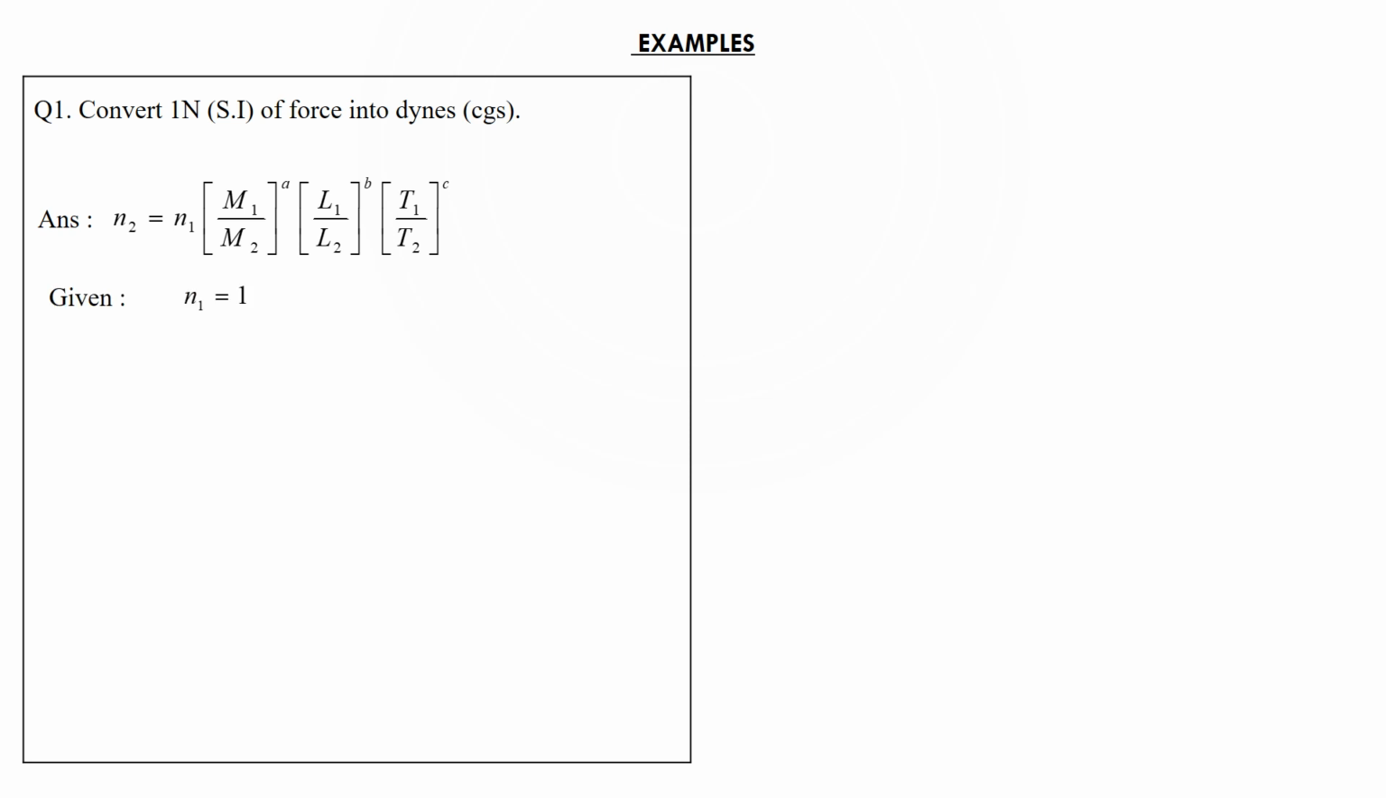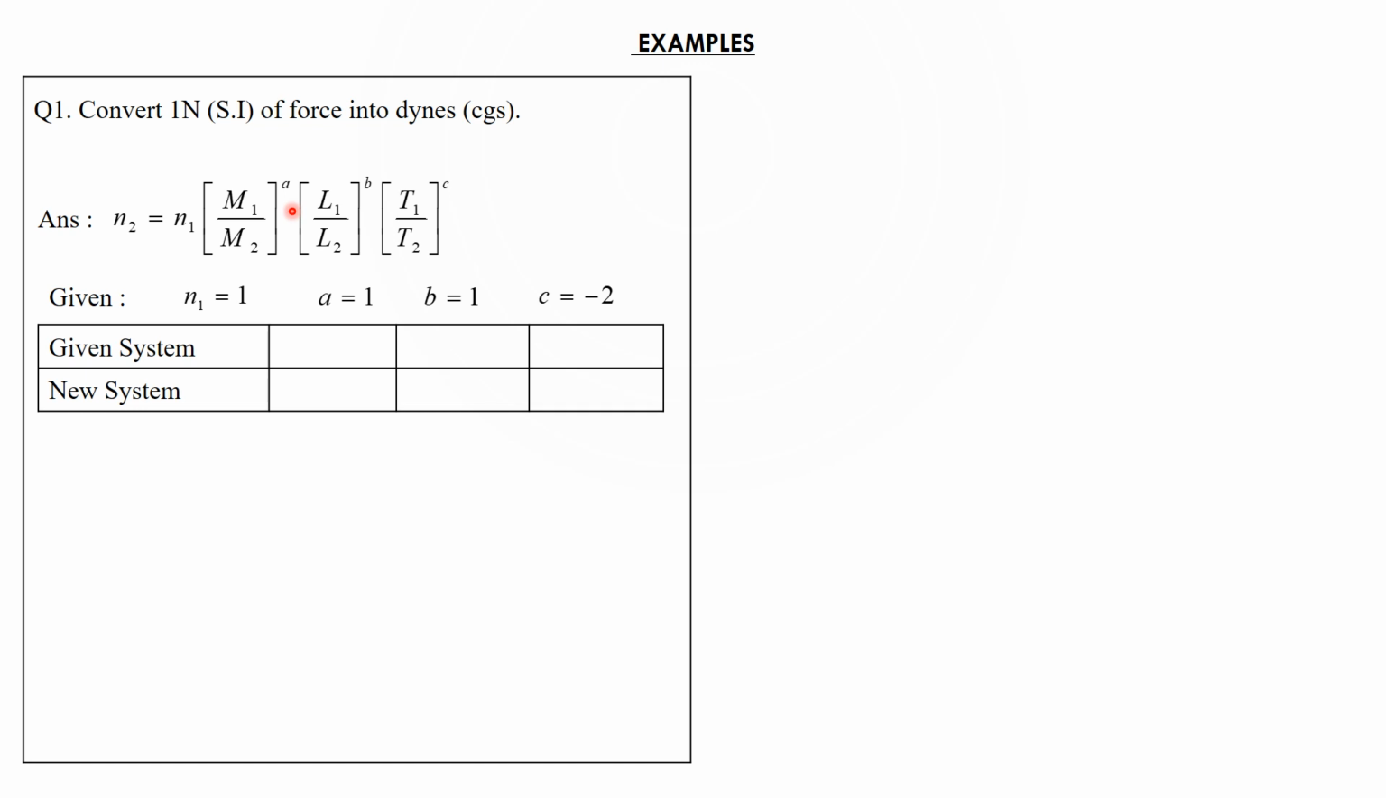Okay, given N1 is 1 because here it is 1 Newton, that's why 1. Okay, we need now A, B, and C. So the hint: it is given that MLT minus 2, which is the dimension of force. That means that A is equal to 1, B is equal to 1, and C is equal to minus 2.